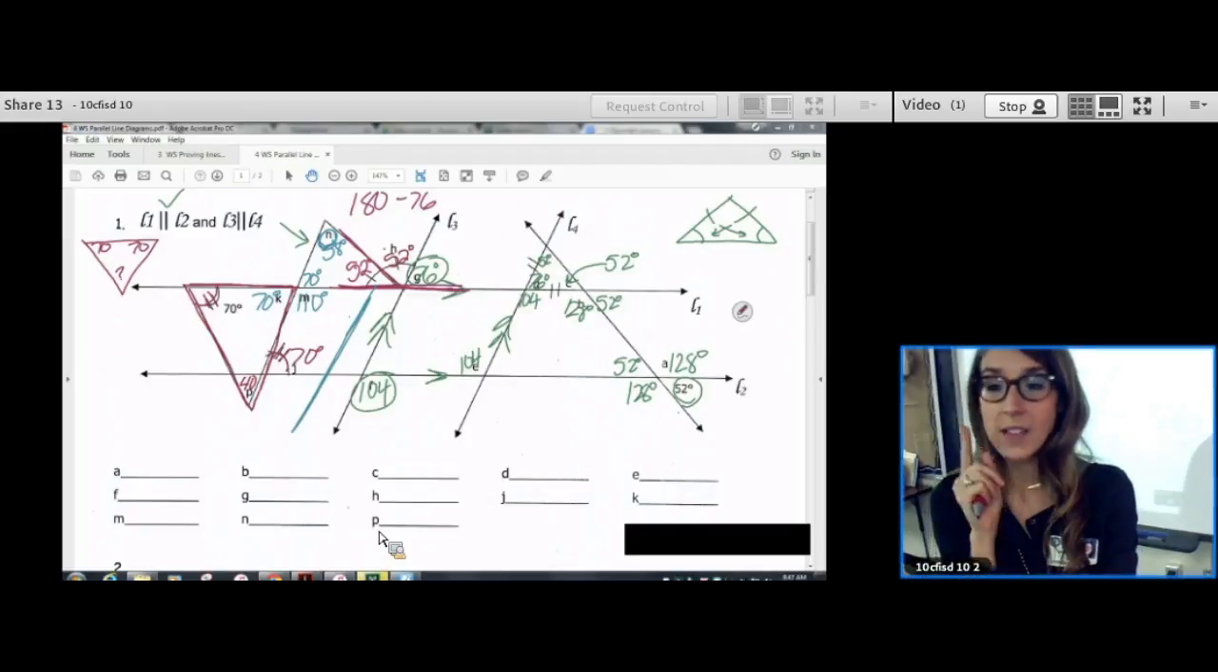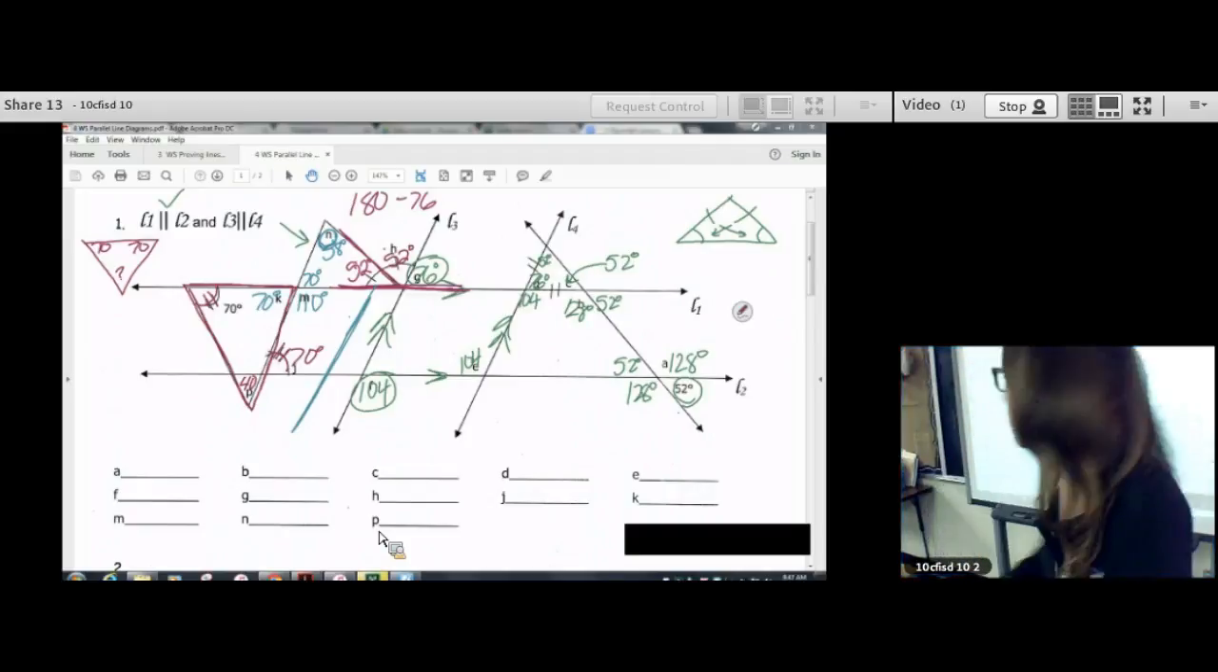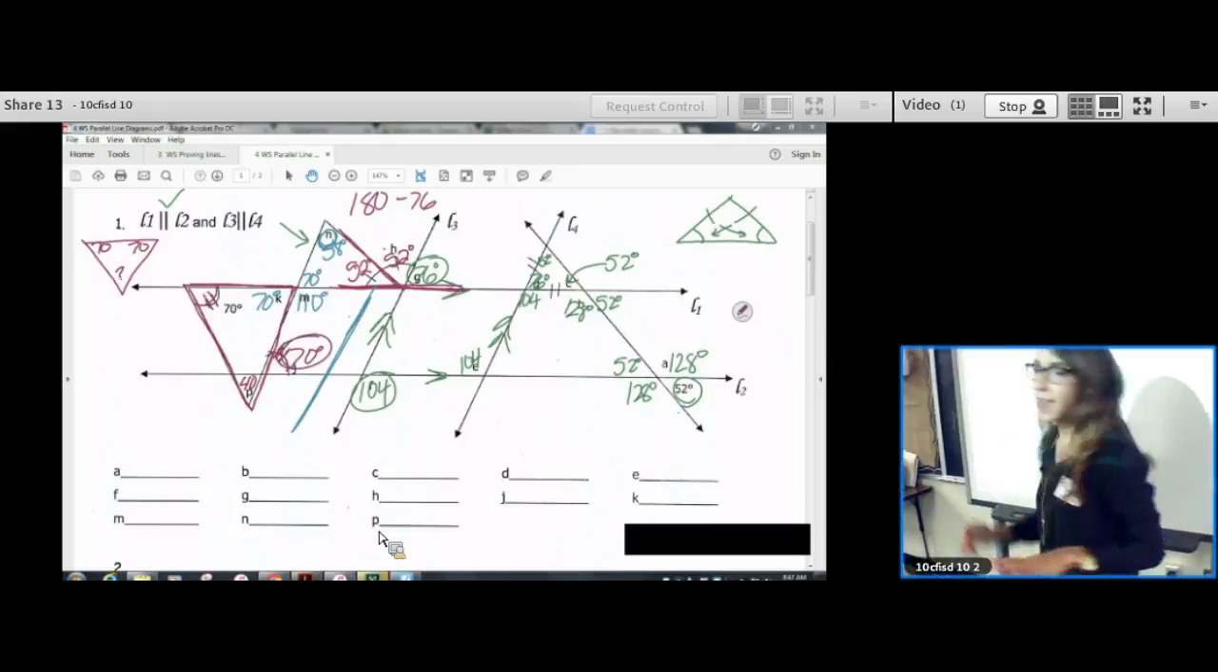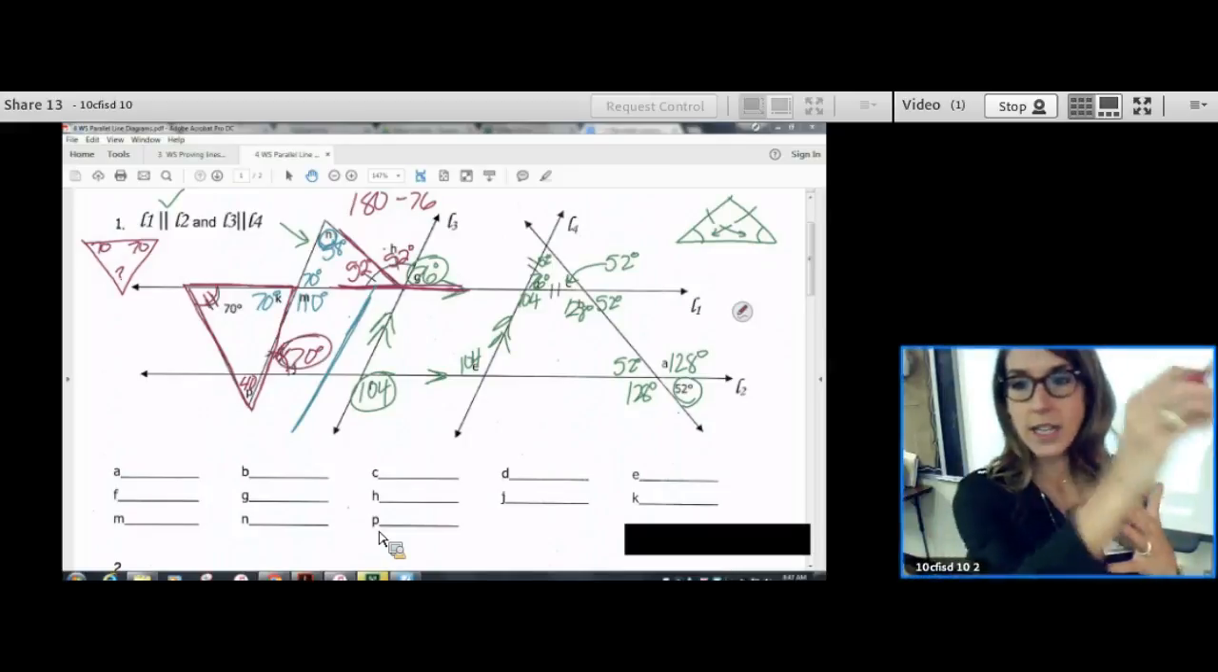K was 70 because of alternate interior. Because this was 70 because of the angle marking, and then alternate interior JK.